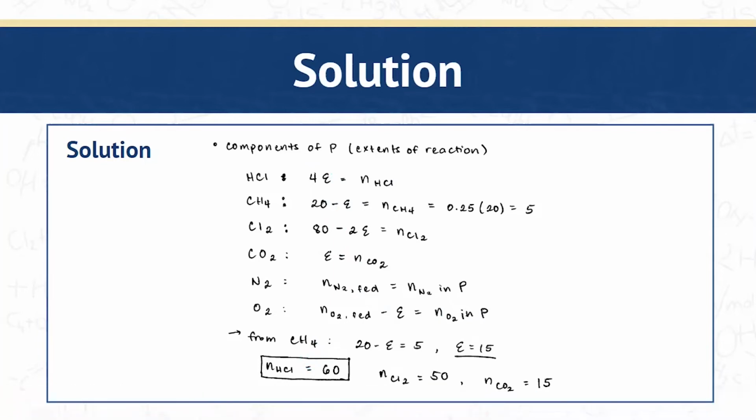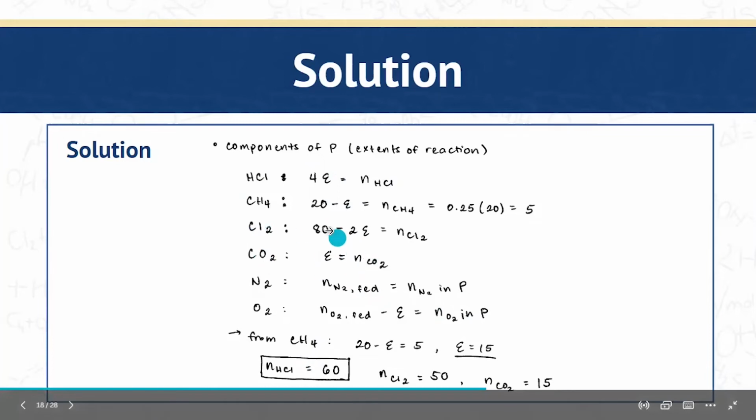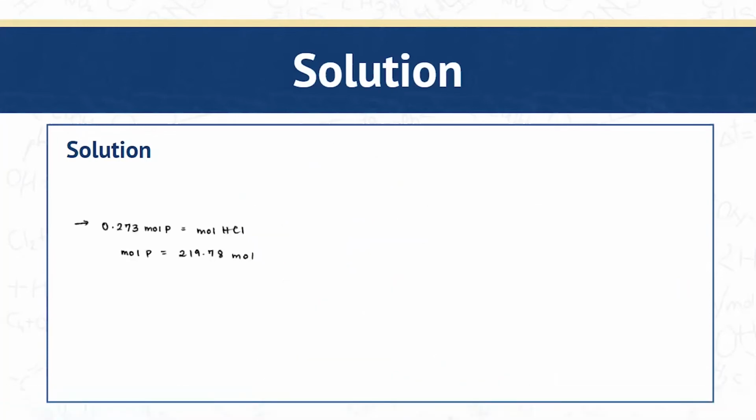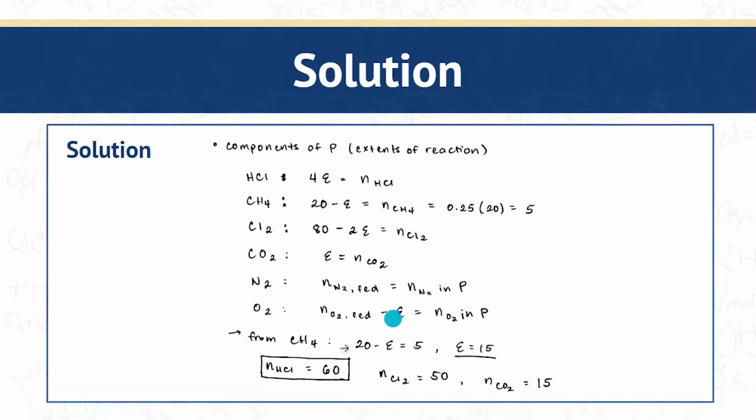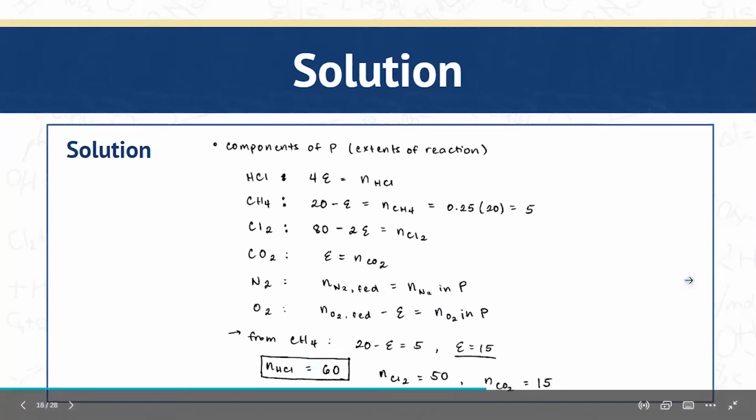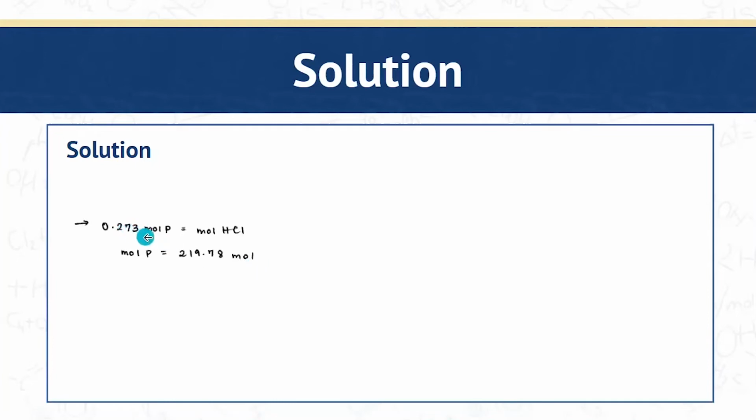And similarly, we can solve for the chlorine gas and carbon dioxide gas. So 80 minus 2 times 15, that's 50 moles of chlorine gas in the product stream. And then 15 moles of carbon dioxide in the product stream. Okay, so we already have the moles of hydrochloric acid, and initially we are given that 27.3% mole of the product stream is hydrochloric acid. So since we know that this is 60, 0.273 P is equal to 60. We can solve for the moles in the product stream, and we'll get this value, 219.78.